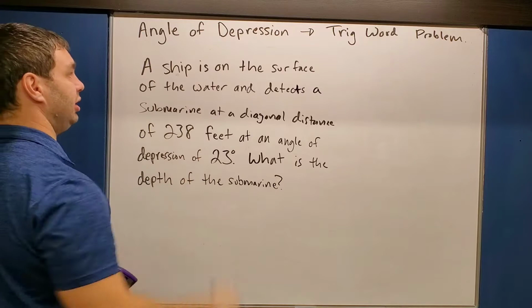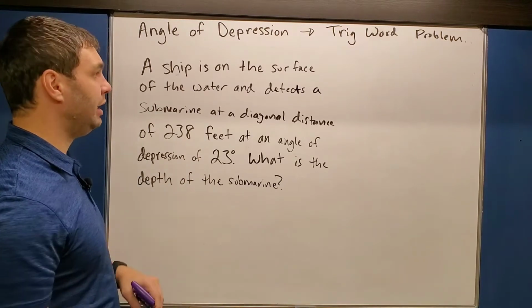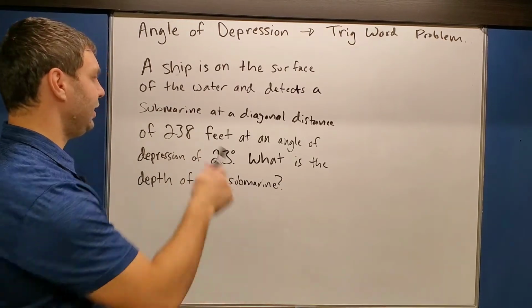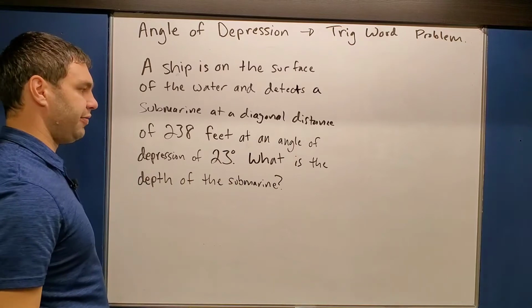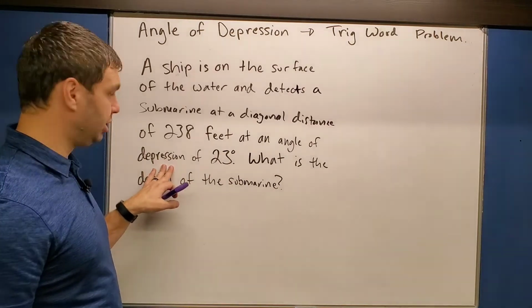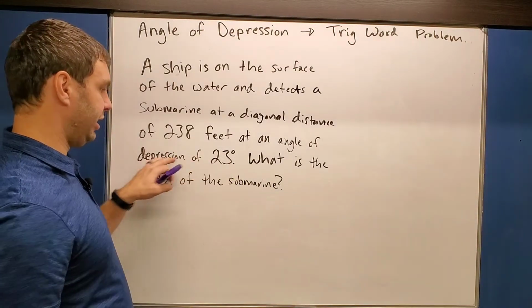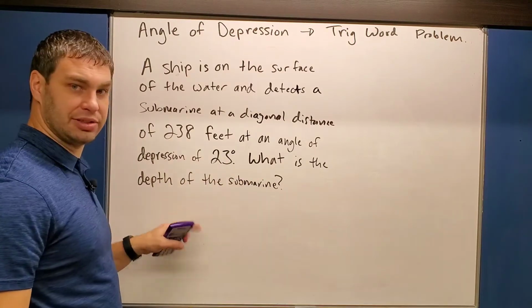So the ship is on the surface of the water and detects a submarine at a diagonal distance of 238 feet at an angle of depression of 23 degrees. There's our angle of depression. What is the depth of the submarine?